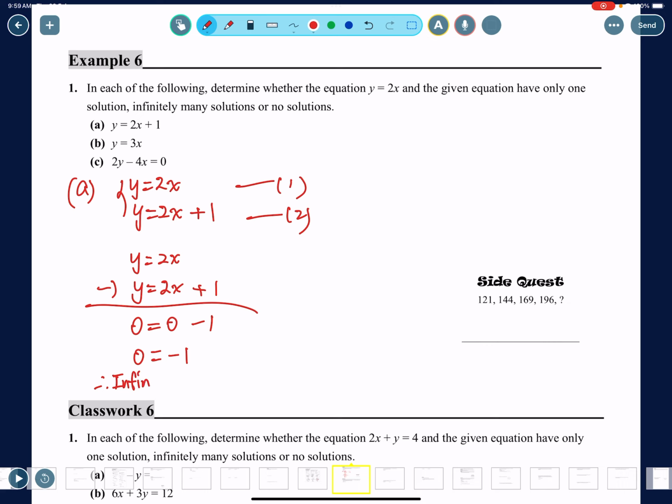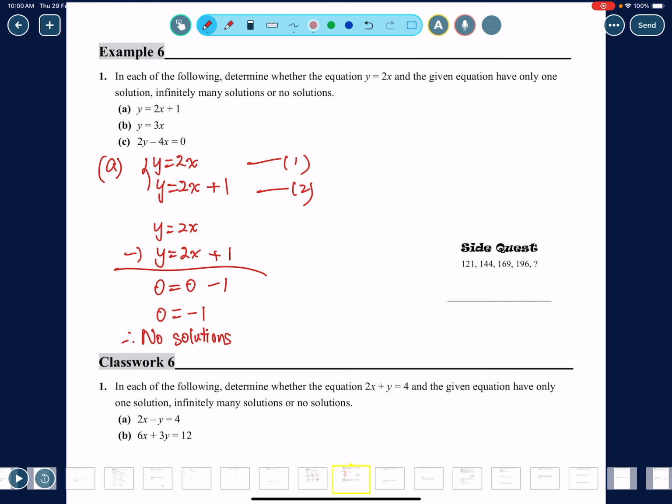You just have to figure out which of the three this belongs to. Infinite many solutions. Whoa, this is not infinite many solutions. Infinite many solutions basically means the same line, the same equation. This is no solutions because it doesn't make sense. No solutions. Okay, if it doesn't make sense, it's no solutions.